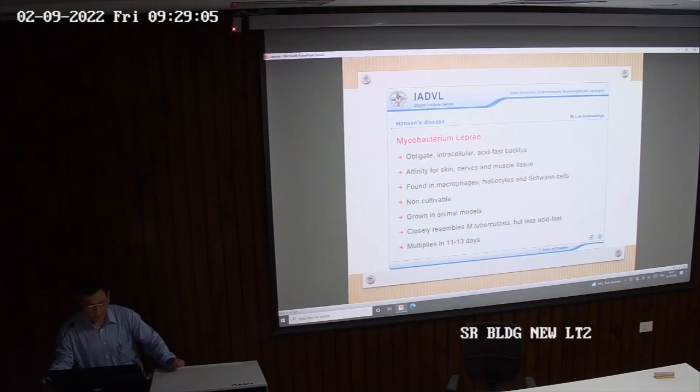In animal models, they closely resemble Mycobacterium tuberculosis but are less acid-fast than Mycobacterium tuberculosis, and multiply in 11 to 13 days. So it's a long time. It takes a long time to multiply as well.